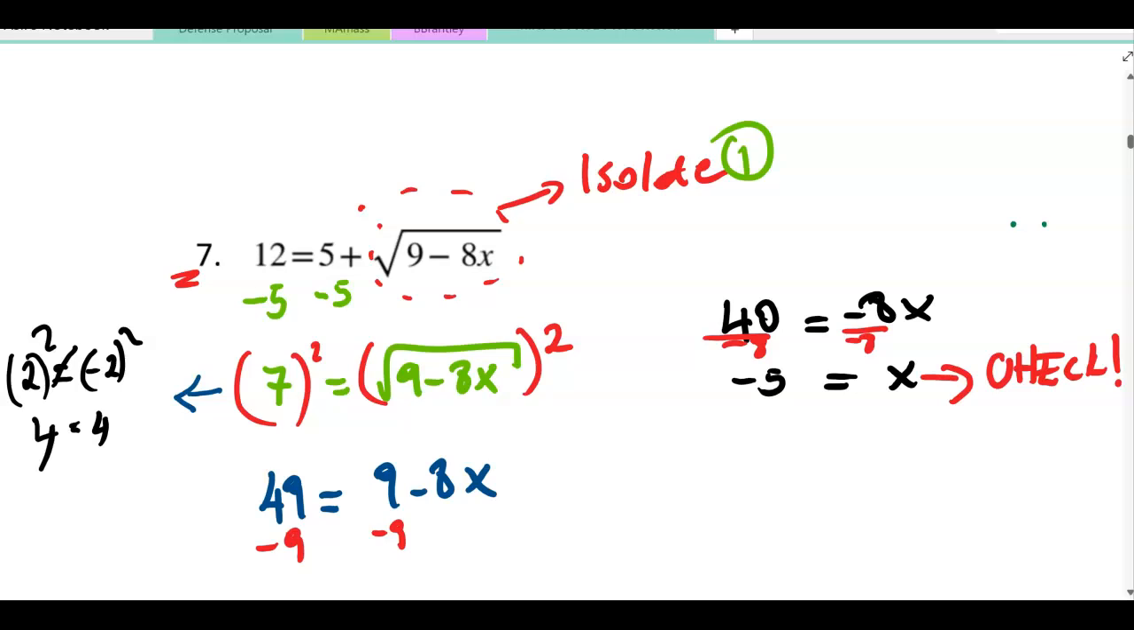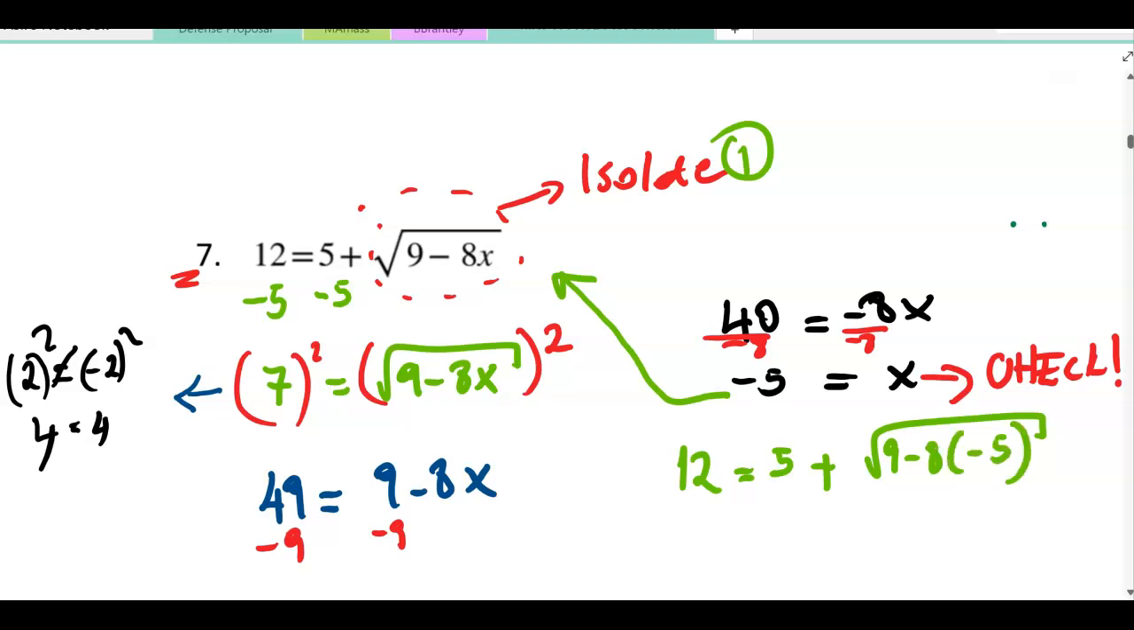Where are we going to check that? In the original equation. So I'm going to write it down: 12 equals 5 plus the square root of 9 minus 8 times negative 5. Does this equation hold? Is it equal? Let's see. That will be 40. Right, so let's write it here.